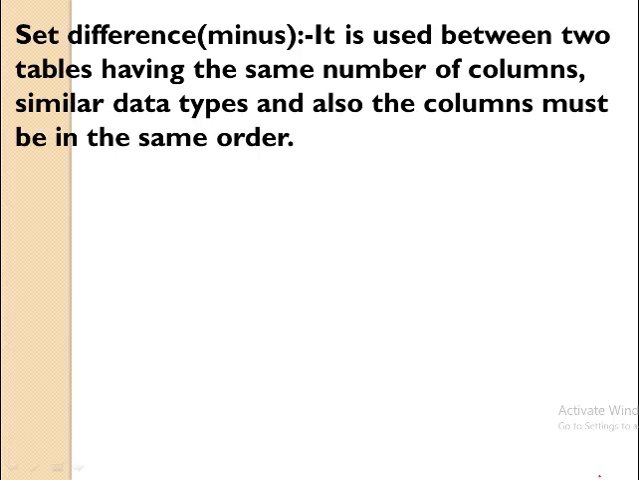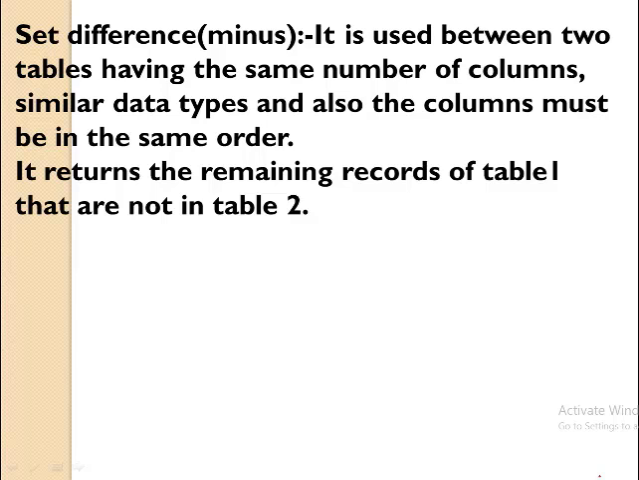Now next is set difference or minus. It is used between two tables. Again the prerequisite is the same, that is the number of columns should be similar, of similar data types, and the columns must be in the same order. Here the operation is performed as it will return records of table 1 that are not in table 2 if you are writing table 1 minus table 2.